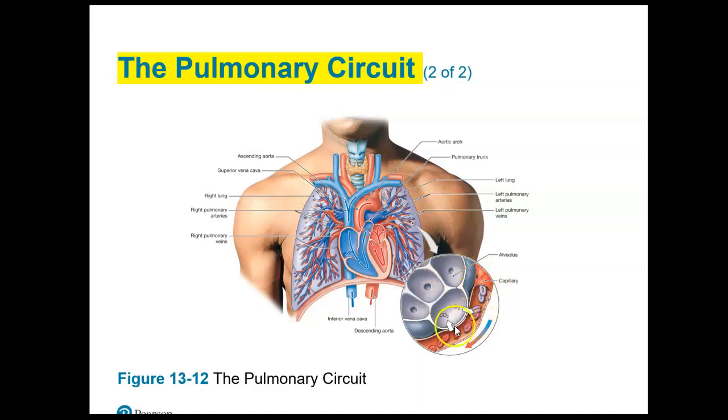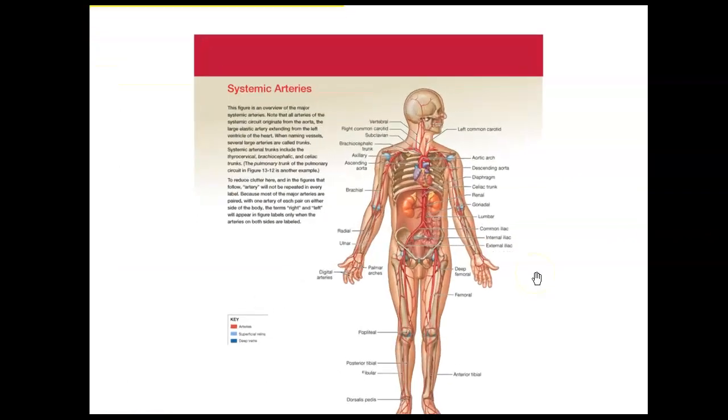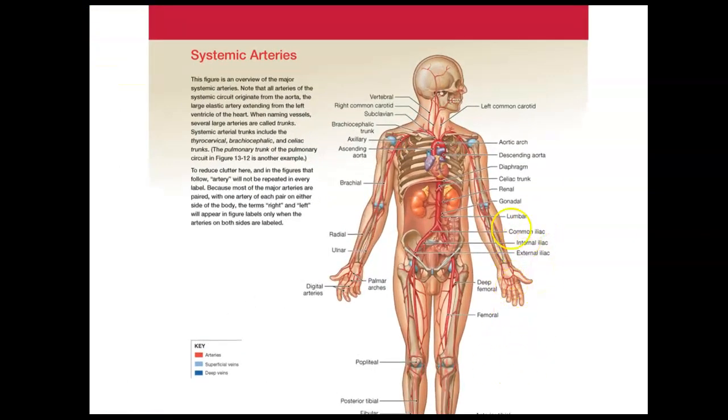The capillaries are associated with the alveoli. So this individual structure here, this one too, is an alveolus, which is an air sac. The air sacs are surrounded by capillaries. So that shows you how oxygen and carbon dioxide are exchanged between the capillaries and the alveoli. And then you also see here the descending aorta and the inferior vena cava. I know you do have a lab activity where you have to know those structures of the pulmonary circuit. All right.